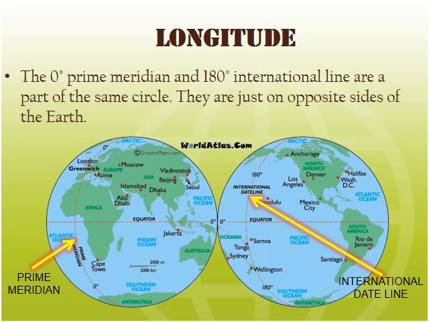All right, so to get a little bit more detailed, your 0-degree prime meridian and your 180-degree international line are a part of the same circle. They're just on opposite sides of the Earth. So what I have done here for you is I've created this map so that you can kind of see. Imagine you took a globe and you cut it directly in half. Notice where we are. This is us. This is North America. We are in the western hemisphere.